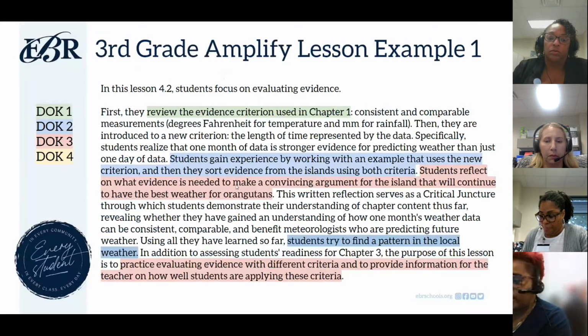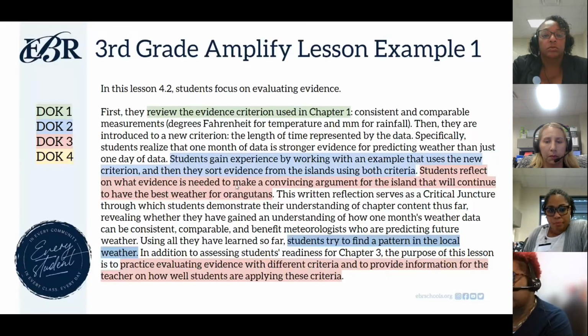When we look at third grade Amplify assessments, this is an example of an Amplify lesson 1. If you notice, within this lesson, which is lesson 4.2 for third grade, students focus on evaluating evidence. If you look at the left side, you'll see a key that shows you where the different levels of DOK can be found within this particular lesson. In this lesson, they review the evidence or criterion used in chapter 1, which would be DOK level 1.